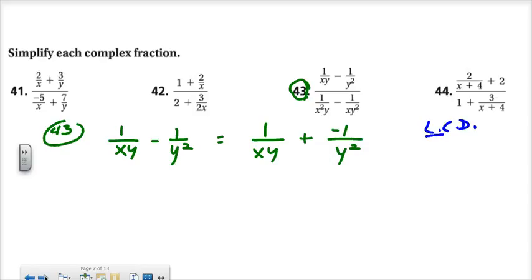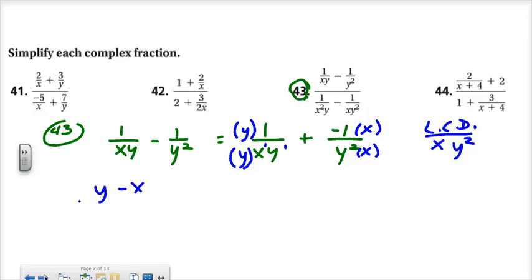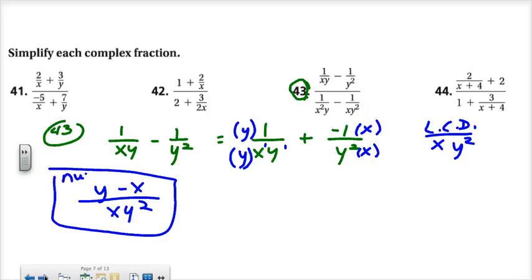For the numerator, I'm going to need an x and I'm going to need a y squared, because these are both to the first power and you take everything to its highest power. So that means this one will need a y. And this one is going to need an x. So now I will have, across the top, 1y plus a negative 1x, which is really y minus x, over my common denominator of xy squared. That is my numerator. Now I have other math I have to do, so I'll come back to that one in a little bit.